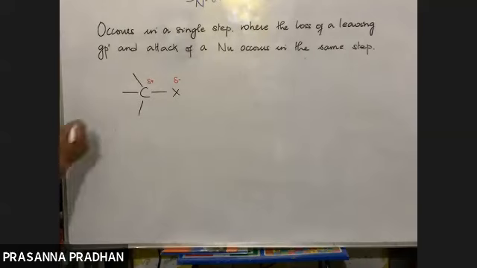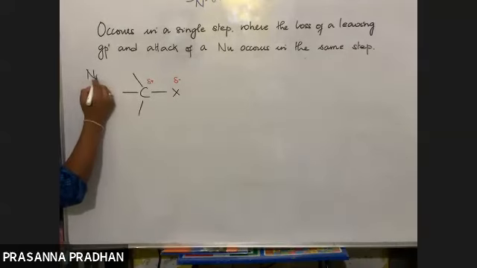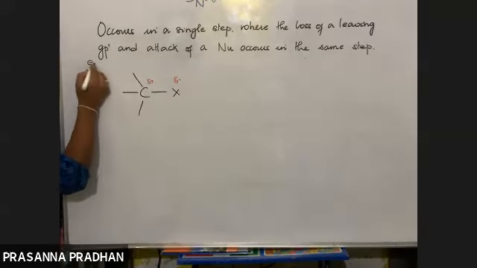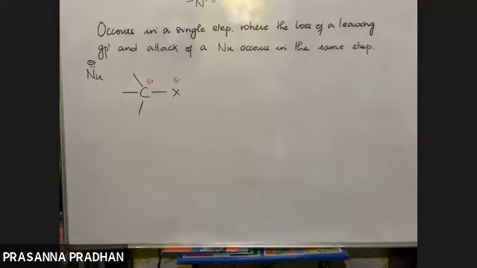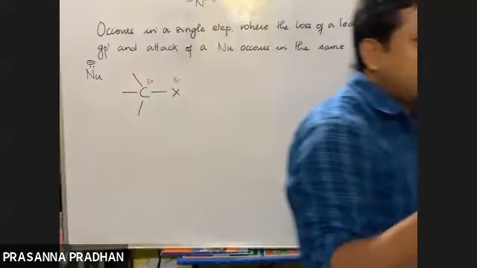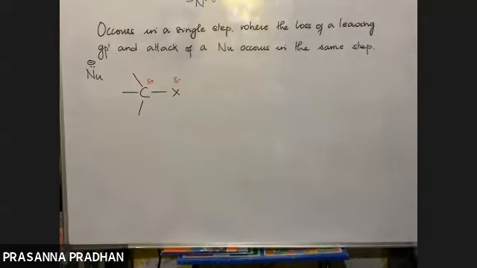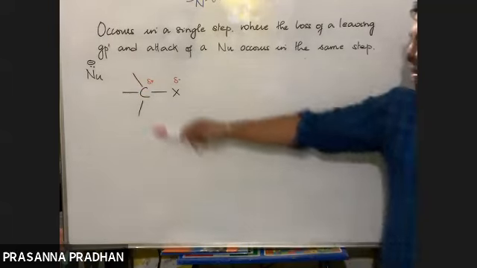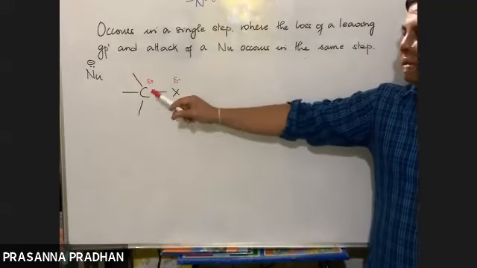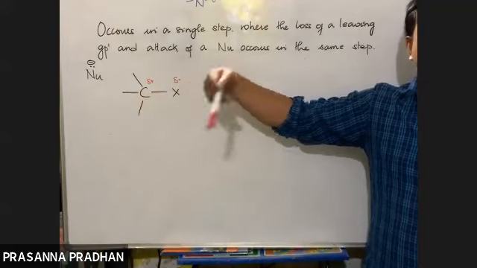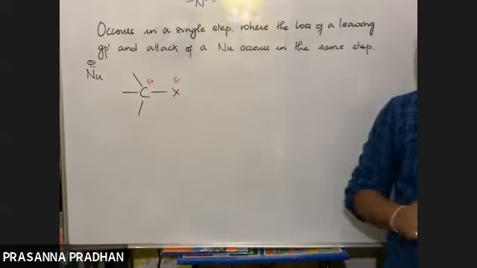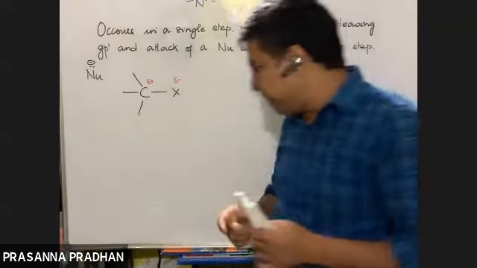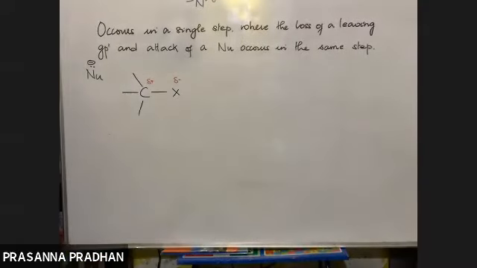So if we have a nucleophile out here, what does a nucleophile do? Till now we have developed an idea. A nucleophile attacks an electron deficient carbon atom. Which is the electron deficient carbon atom? This one. Why is it electron deficient? Because it has a positive charge. Why does it have a positive charge? Because of electronegativity difference.